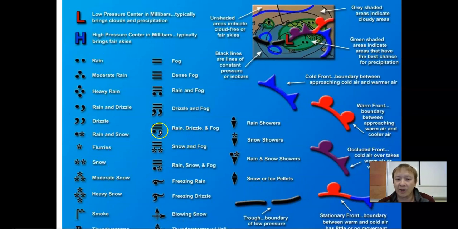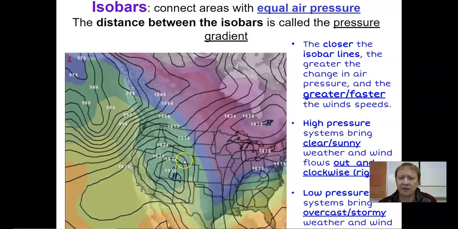So here we have rain, drizzle, and fog. It indicates some of the dots for rain. If it's drizzling, we can have the comma, the dashed lines for fog, and snowflakes for snow. So we see a lot of different symbols, but normally we just describe what it is. We'll see some of that later on.